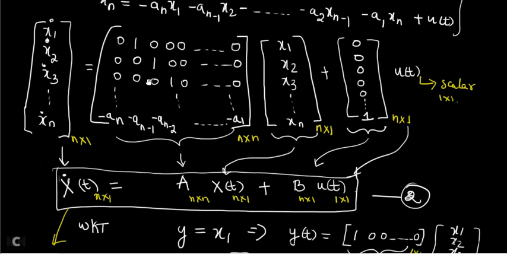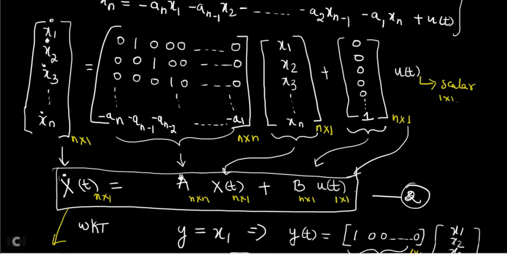Now I don't want to write this big expression. So let me convert this x1 dot, x2 dot, and so on up to xn dot. This I am going to convert into capital X dot of t. What is capital X of t? Capital X dot of t. Inside that this will be there.